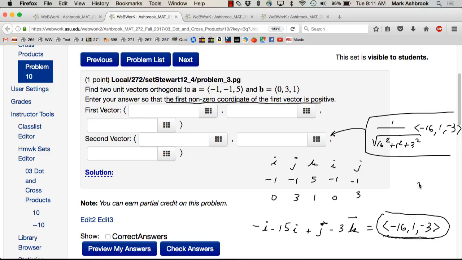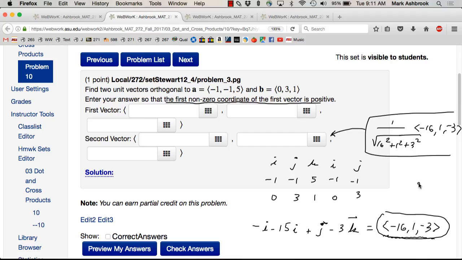And then how do I get the other unit vector with a positive first component? Just take the opposite of all the components. I have another unit vector in exactly the opposite direction, which would also be orthogonal to the original two.